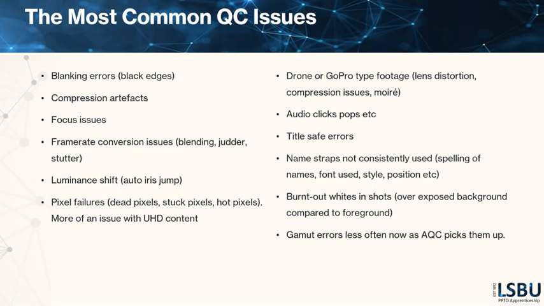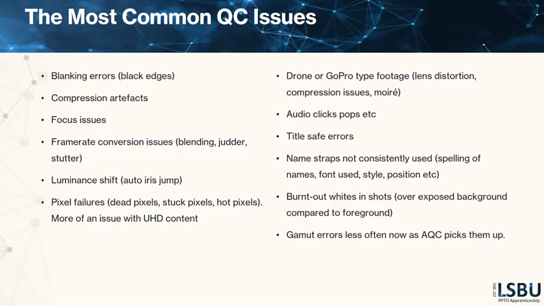The most common QC issues are worth knowing because they're the most immediate things that you can check for. So blanking errors, black edges at the side of frame, compression artifacts, and we do run through some examples of that, and you do a QC on some material, so you get some practice on that within the course, but I imagine you'll spend time at work doing that as well. Focus issues, frame rate conversion issues, so if something was 29.97 and we've made it 25, then there's an awful lot that can go wrong in that process. Luminance shifts, could be a grading error, suddenly it gets a bit brighter, suddenly it gets a bit darker.